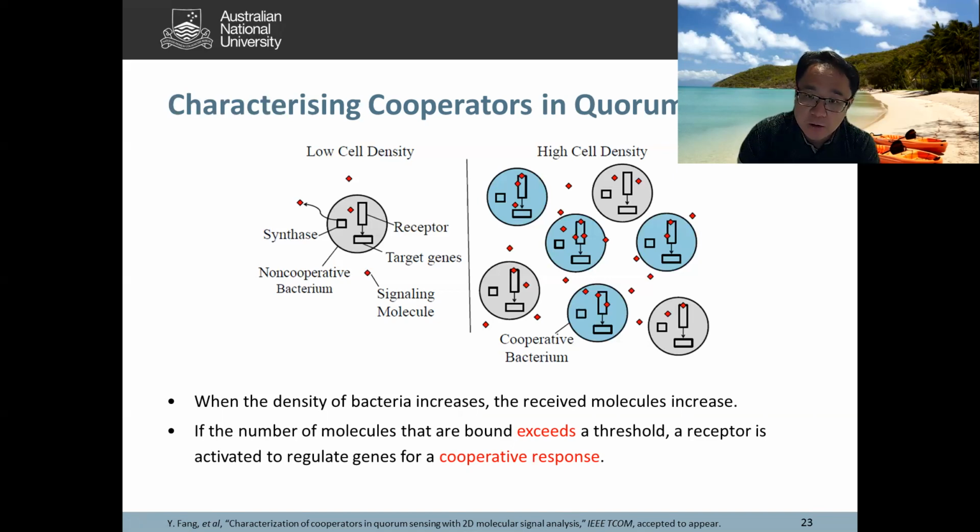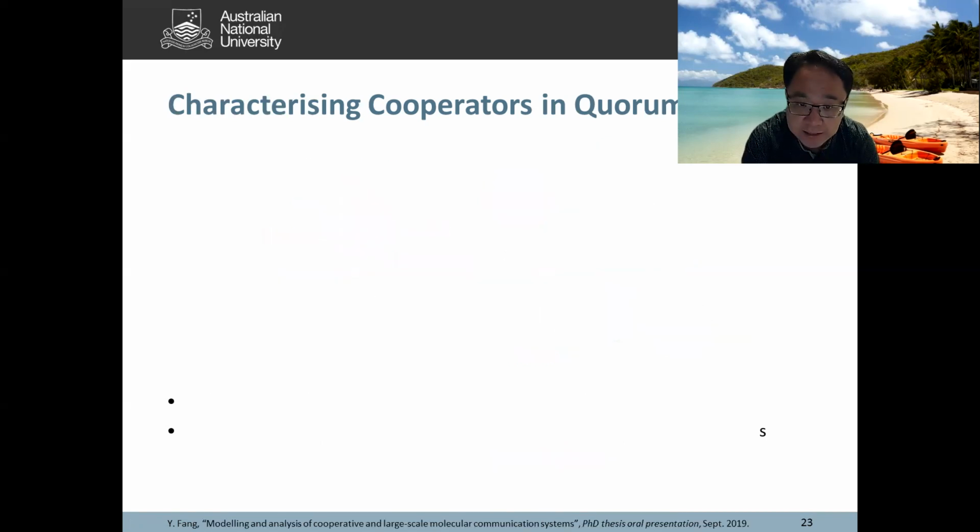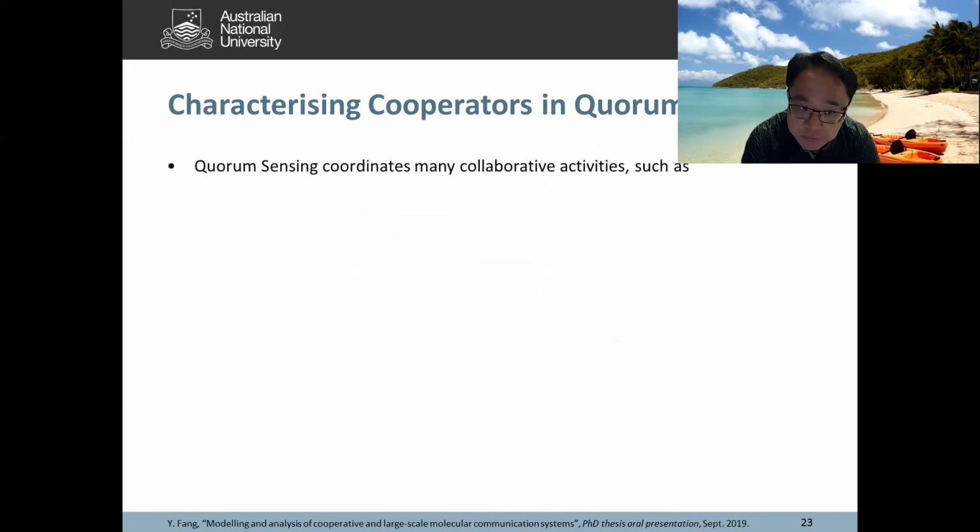So in this case, when we consider a scenario with a high cell density, some of the bacteria may become cooperative, and this would bring benefits, and this phenomenon exists in nature. As we mentioned, quorum sensing coordinates many collaborative activities in nature, and here I'll give two examples.